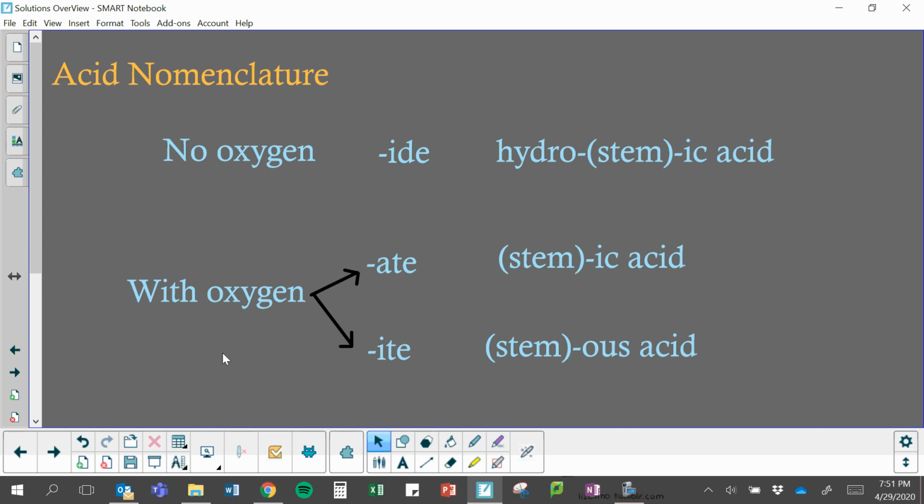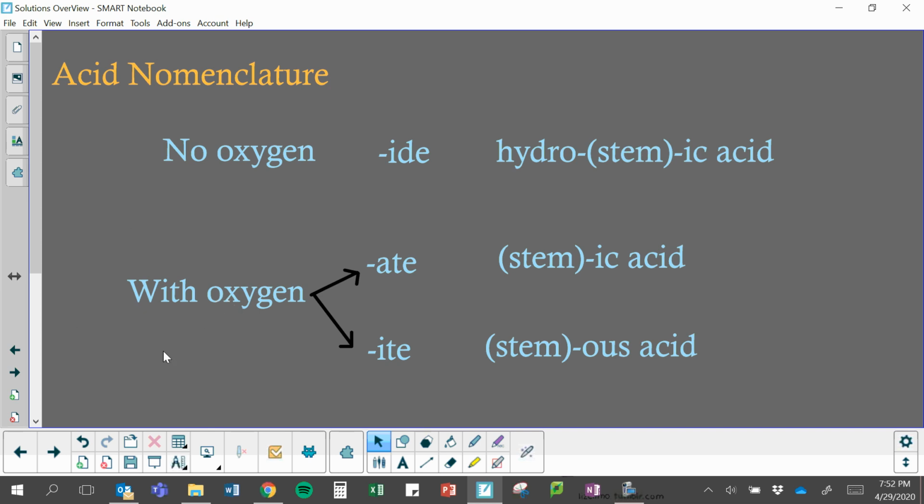So if there's a polyatomic ion with oxygen, we're going to use these rules down here. If there's not, we will use the rule up here. And the rule is we turn whatever the thing is that's "-ide": we add hydro in front, say the name of the atom, and then instead of "-ide" at the end, we're going to say "-ic", and then say acid.